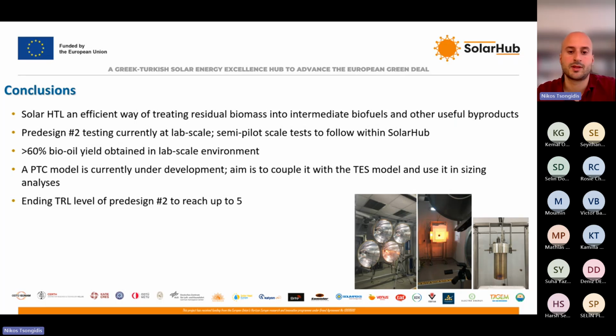So the idea is that with the acceleration program, this will be a great chance to even further promote our pre-design to higher TRLs and avoid, let's say, the valley of death of the pre-designs and the technologies themselves.